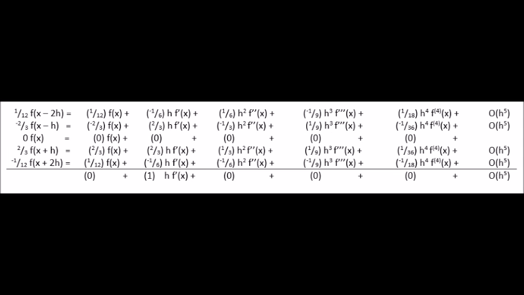Now I add the numbers in parentheses for each column and record my answer below the line. Notice that each term is 0 except for f prime. This is the first derivative, which is what we wanted to find. Of course, this expression is still fifth order, as denoted by the O(h^5), because we truncated each series expansion after the fourth derivative.